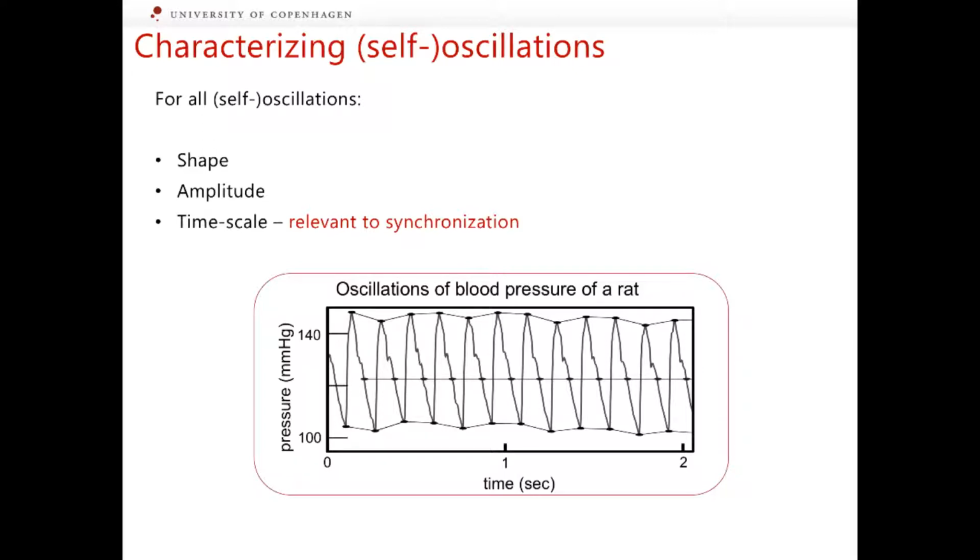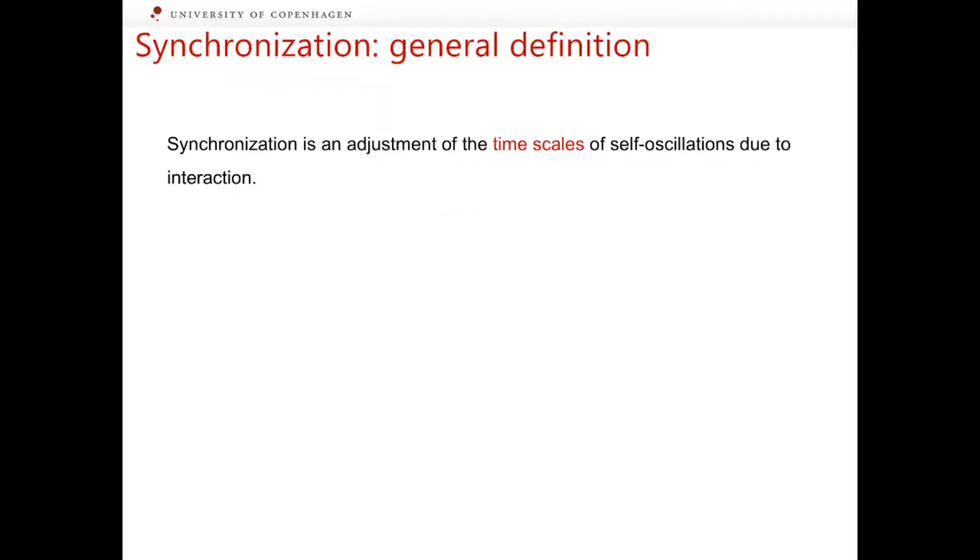The most general definition of synchronization is an adjustment of time scales of self-oscillations as a result of interaction between them. In most cases, before the systems start to interact, they oscillate at different time scales. After they start interacting, as a result of some coupling between them, and after all transients die out, their individual time scales are changed anyway.